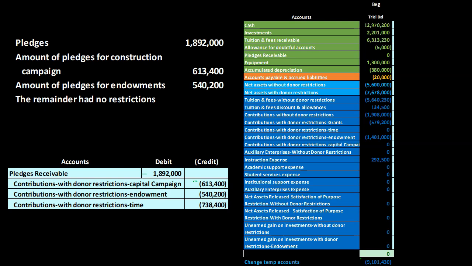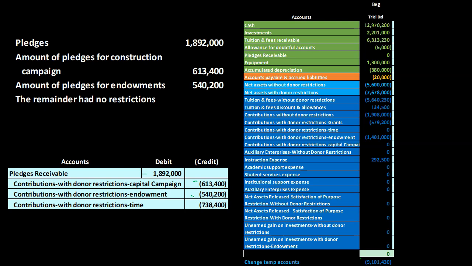So we have the contributions revenue type of account, but it's going to be restricted with regards to the capital campaign, some type of construction campaign. Then the amount that's going to be restricted with regards to endowments. If they say, "Hey, I'm going to give you this money, but I want it restricted specifically with regards to endowment," then we're going to say, okay, we're going to increase the contributions, credit it with a specific restriction for the endowment.